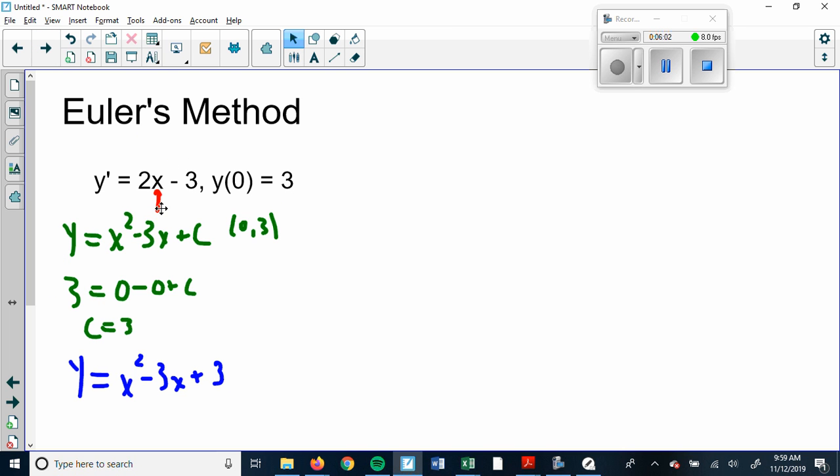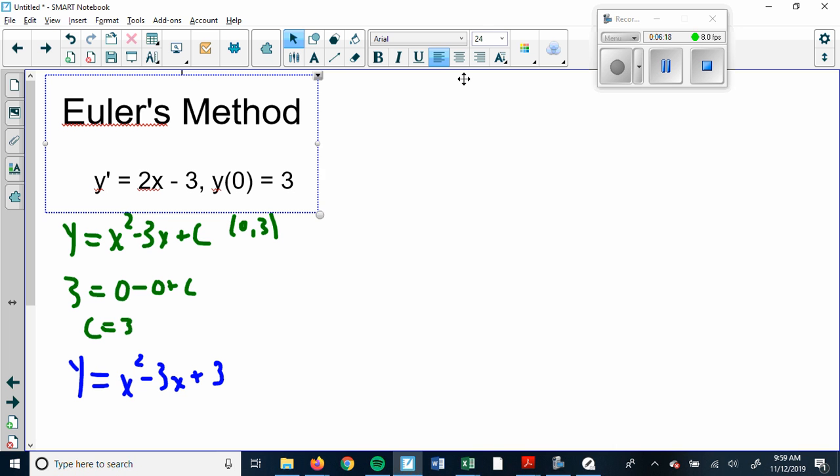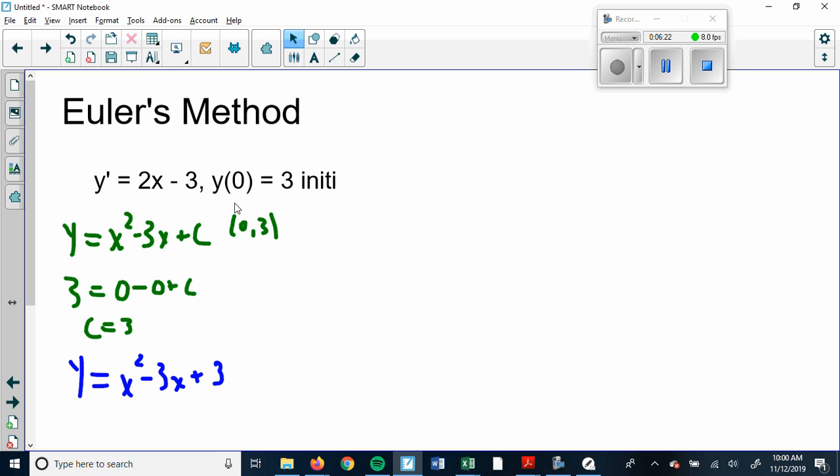So let's choose a different differential equation. y prime equals 2x minus 3. And hopefully you know that when we take that antiderivative, we get x squared minus 3x plus c. Now remember, this is an initial value right here, which means that we have (0, 3) right there.